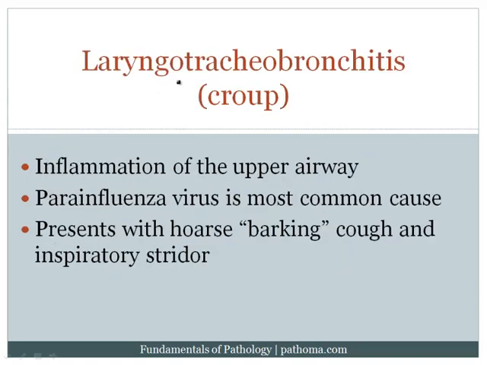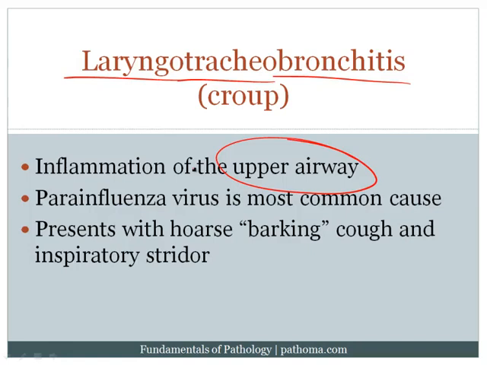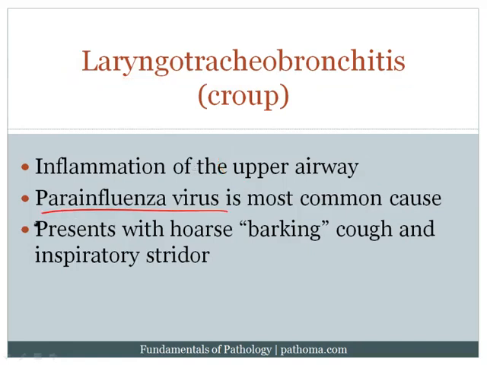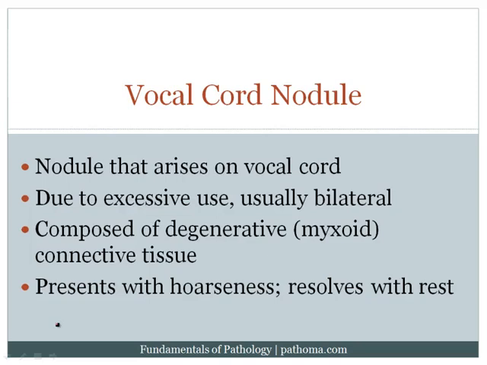Next disorder, laryngotracheobronchitis. So again, the name tells you that you're getting inflammation of the upper airway. Most common cause is parainfluenza virus, and these are the patients that classically present with this hoarse, barking cough and then an inspiratory stridor. So that's laryngotracheobronchitis.